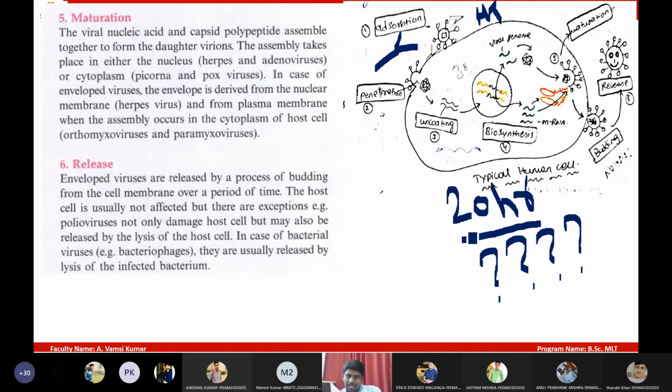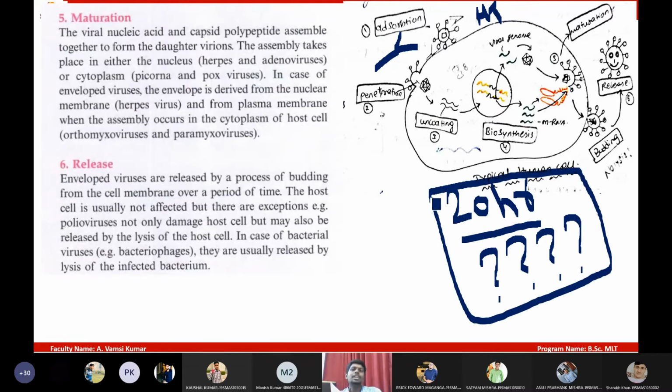And this particular missing period is called the incubation time. This incubation period is also called the eclipse phase. During this eclipse phase, we cannot detect the virus in a patient's body.